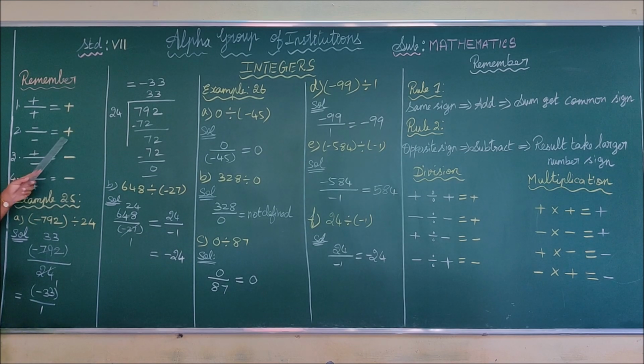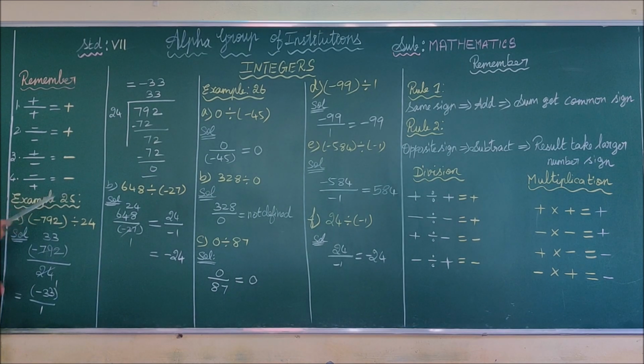Minus by minus is equal to plus. Plus by minus is equal to minus. Minus by plus is equal to minus. That is, if the numerator contains the symbol plus, and the denominator also contains the symbol plus, the result will take the symbol plus. Similarly, if the numerator and denominator both have the symbol minus, the answer takes the symbol plus. Similarly, if the numerator has the symbol plus and the denominator has the symbol minus, the answer takes the symbol minus. Like that, if the numerator has the symbol minus and the denominator has the symbol plus, the answer takes the symbol minus.